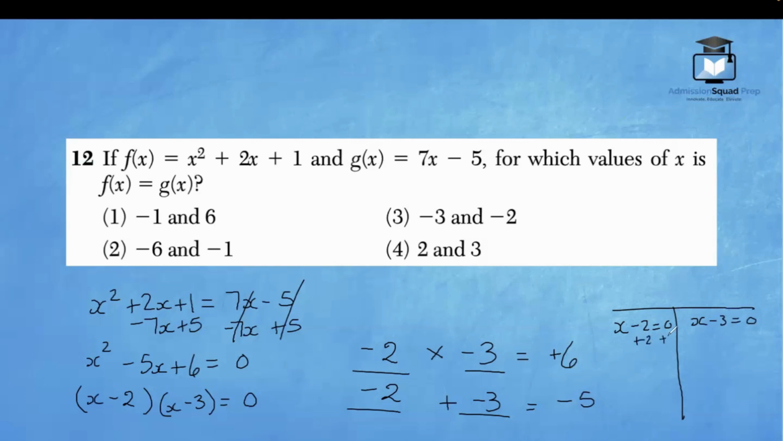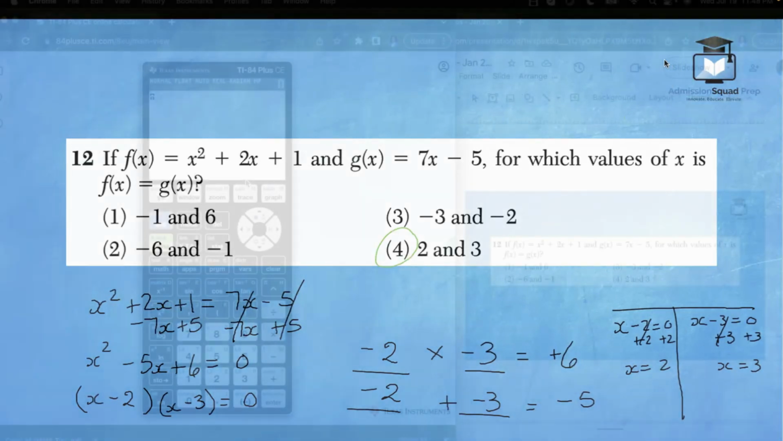We're going to add 2 on both sides. And now we have x equals 2 or x equals 3. And that is answer choice 4. That is the algebraic approach to solving this problem. Of course, there is also a calculator strategy that you can use as well. So let's head over to the TI-84 graphing calculator.